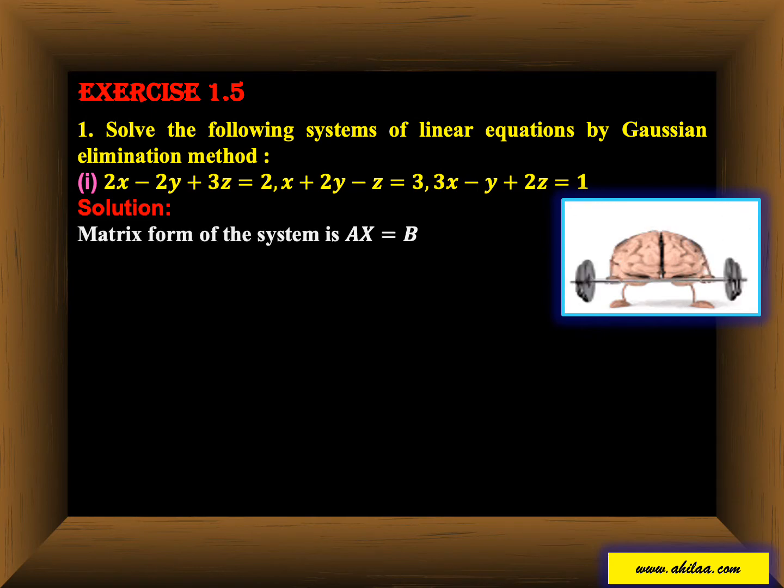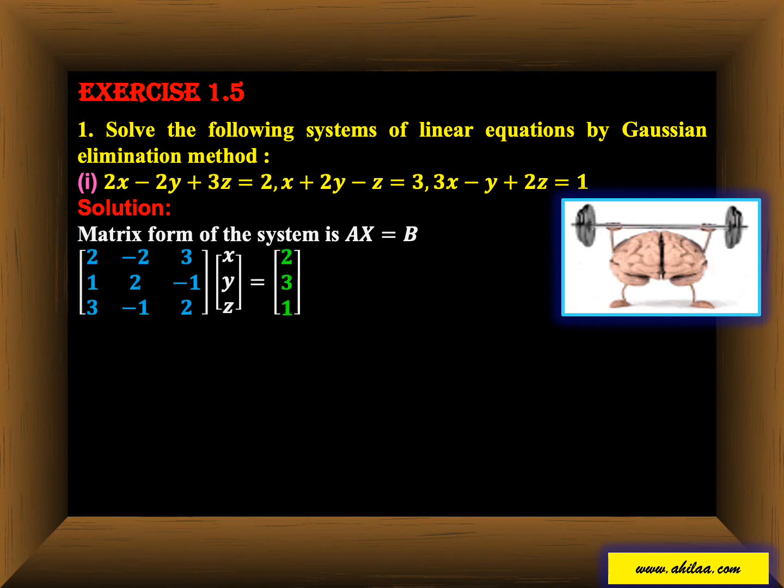First write the matrix form of the system, that is capital AX equal to B form. So collect the coefficients of the variables from the three equations. From the first equation, the first row comes as 2, minus 2, 3. From the second equation, the second row is 1, 2, minus 1. And from the third equation, we get the coefficients as 3, minus 1, 2. And here the variable matrix is x, y, z. And the constant matrix is the right hand side constants 2, 3, 1.